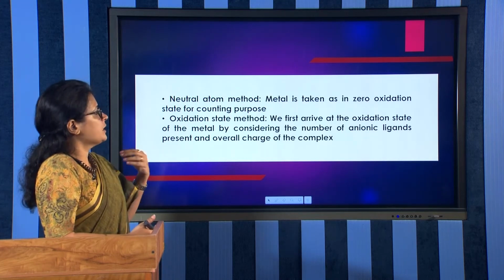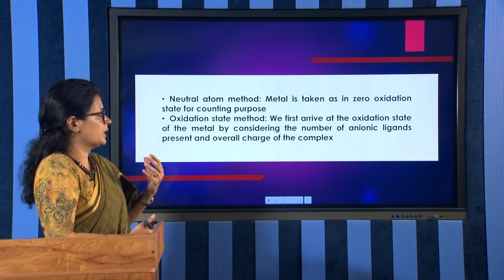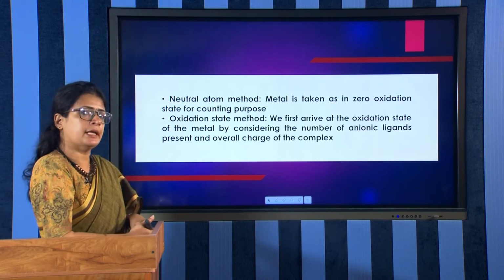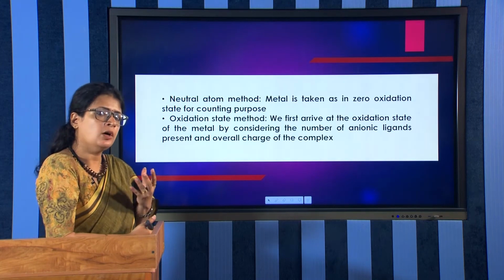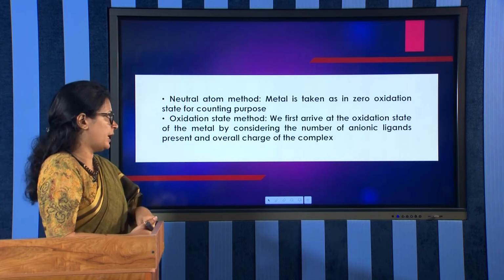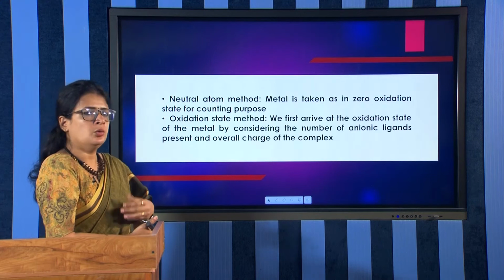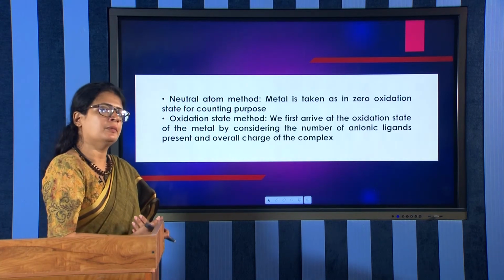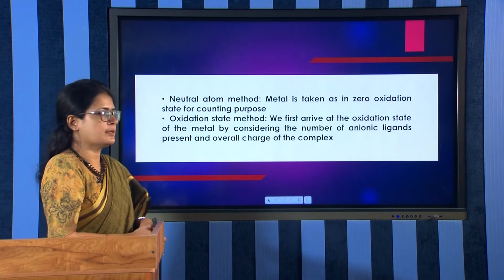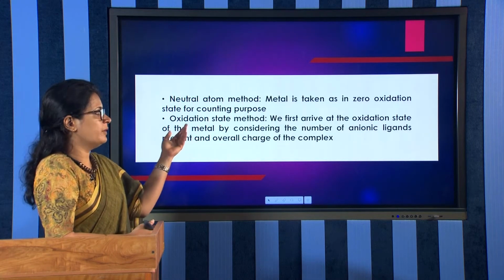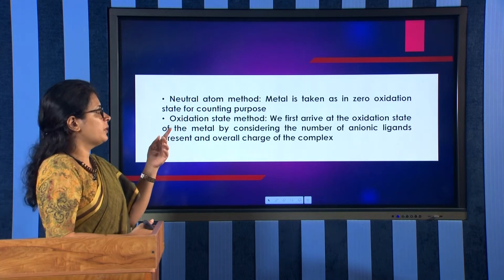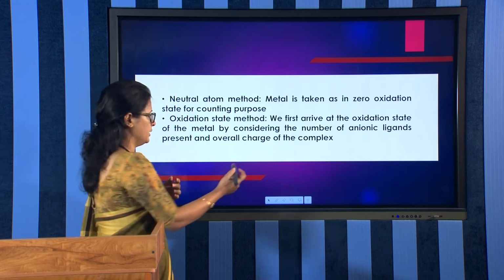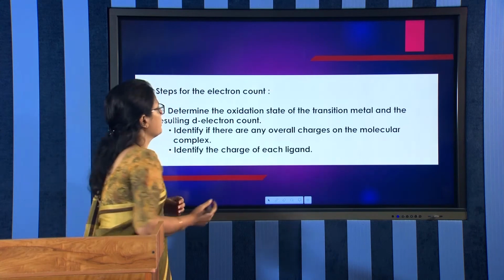And now, in the ionic method, first we have to arrive at the oxidation state of the central metal atom. You know how to find the oxidation state; I have already taught in the previous classes how to find it. Firstly you have to arrive at the oxidation state by considering the number of anionic ligands present and the overall charge of the complex. All these things were discussed previously.